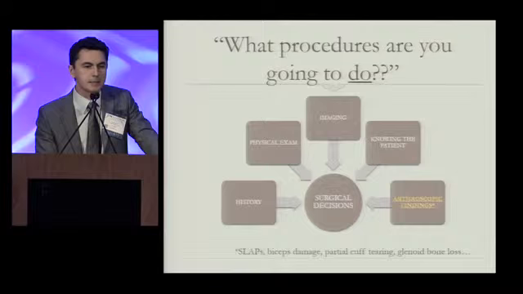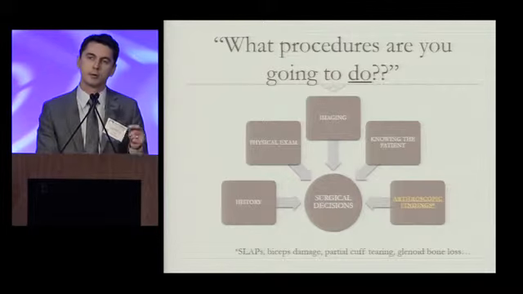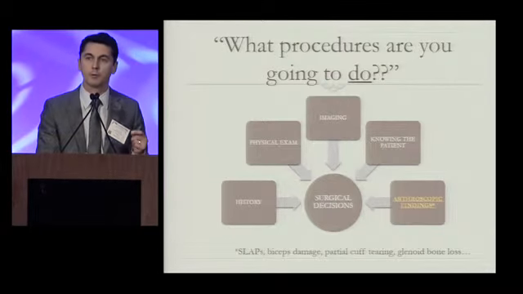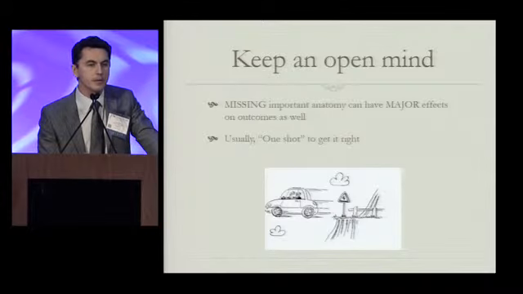SLAP tears, biceps damage, partial rotator cuff tearing, glenoid bone loss. To a large degree, these are arthroscopic findings that go into our surgical decisions, and we've got to be aware of them when we get in there. So keeping an open mind is always going to be important.